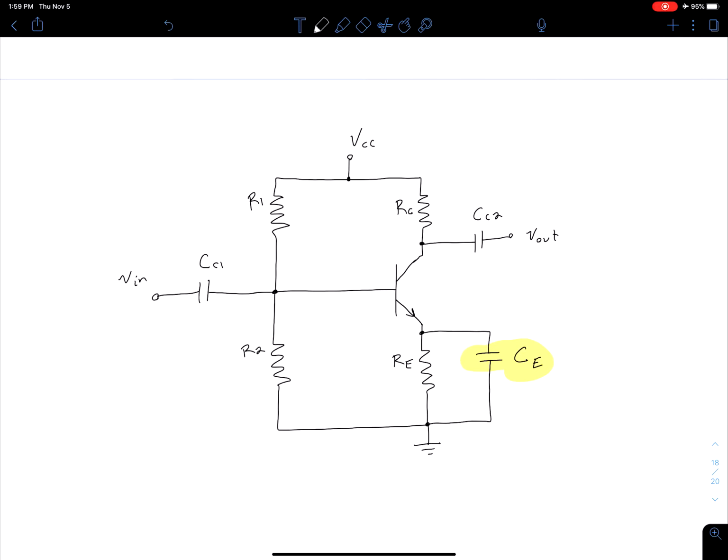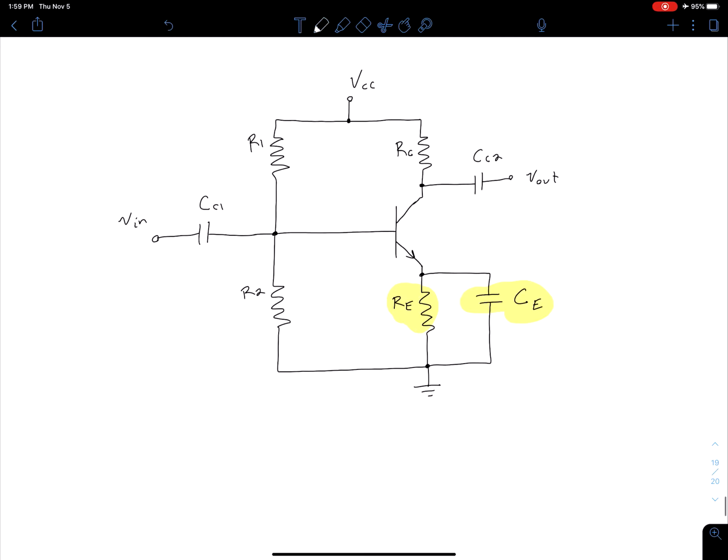So basically, this resistor RE was helping to stabilize our DC Q point. However, it reduced our gain. So by using this bypass capacitor, we're able to get the best of both worlds. If you want to look into more about that, you can of course look at page 400 and 407 in Donald Neamen's textbook.